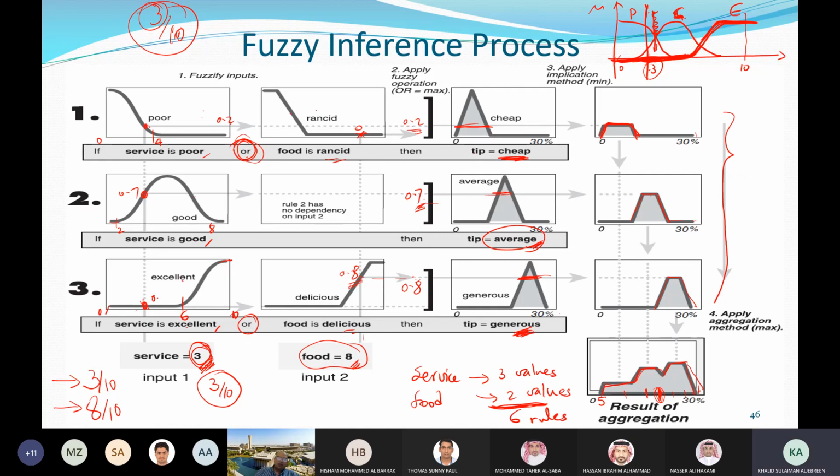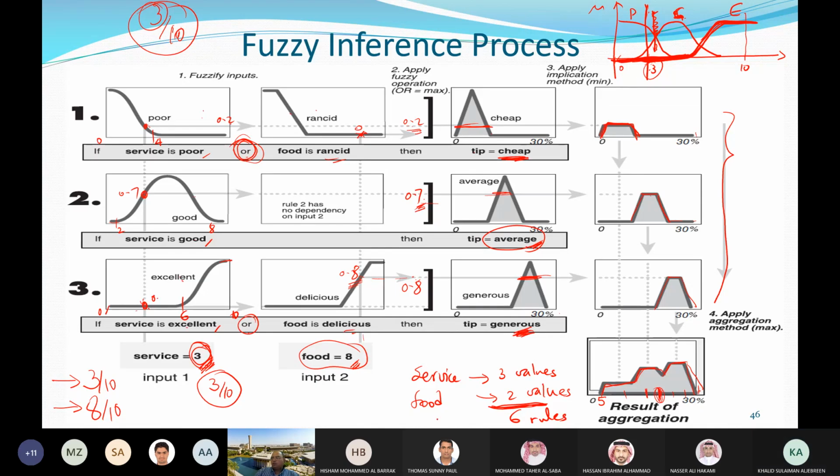You cannot say one rule is: surface is poor or food is rancid, then tip is cheap, and then another rule is: surface is poor and the food is, and so on. So you can have here 6 combinations, a maximum of 6 combinations between surface and the food.